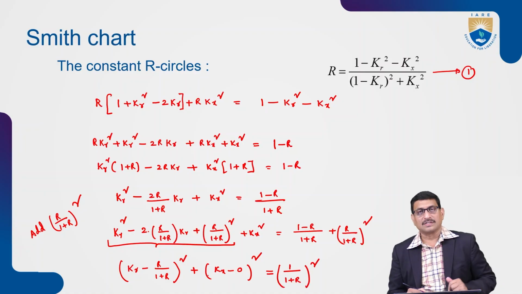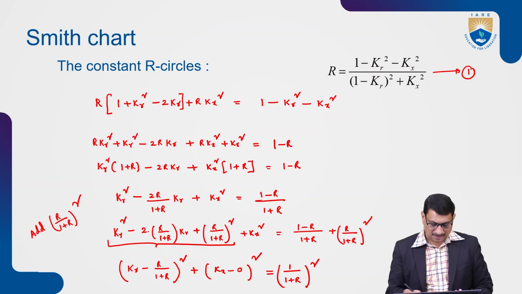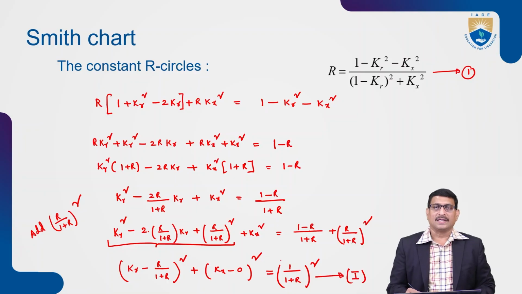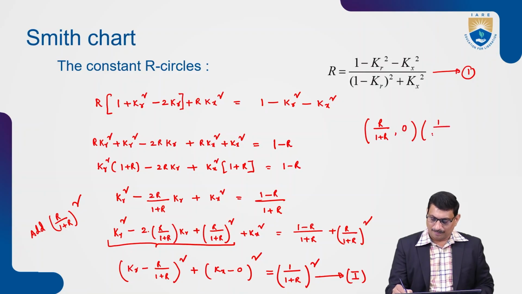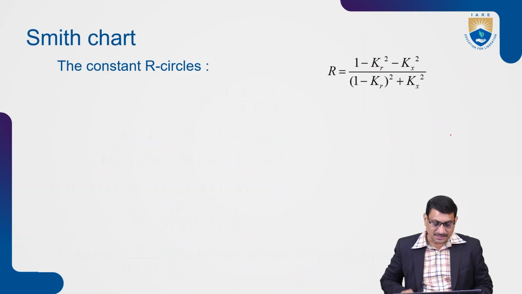See whether this equation looks like a circle equation or not. Kr minus r divided by 1 plus r whole square plus kx minus 0 whole square equal to 1 divided by 1 plus r whole square. So this equation looks like a circle equation, whose center is at r divided by 1 plus r comma 0, and the radius is 1 divided by 1 plus r. Understood? Once again I will repeat this.